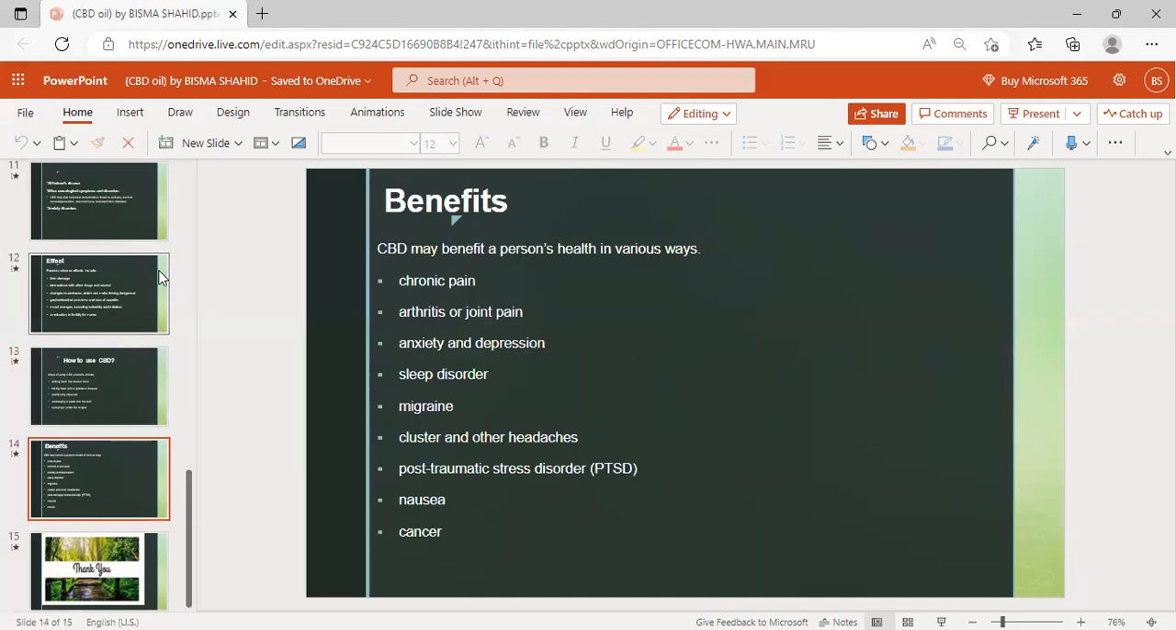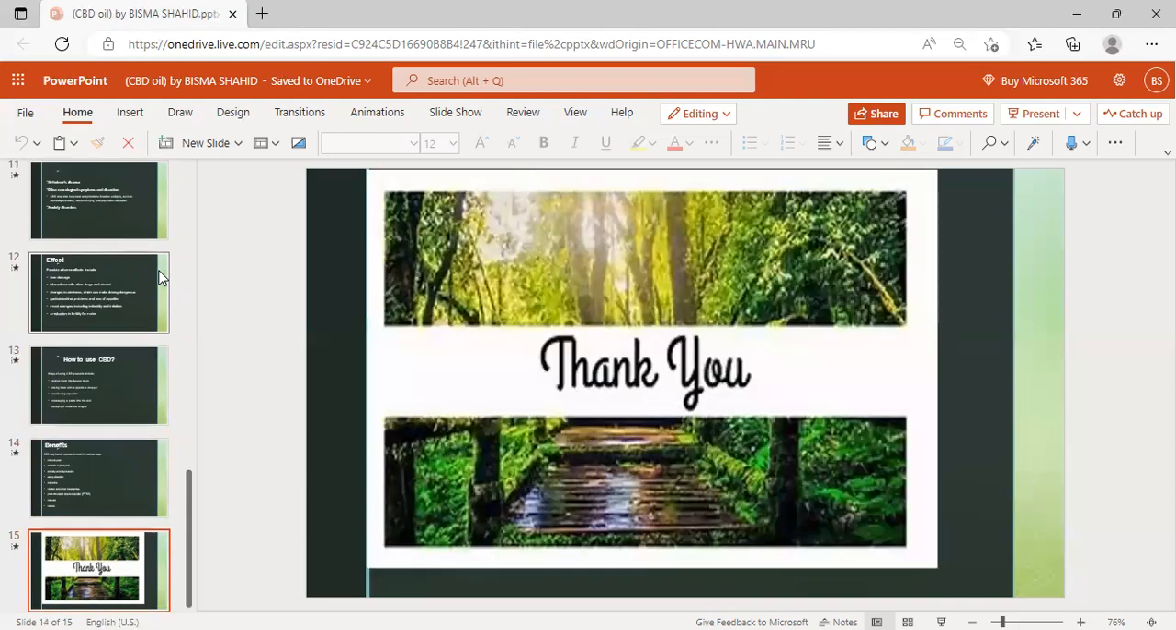Benefits. CBD may benefit a person's health in various ways: chronic pain, arthritis or joint pain, anxiety, depression, sleep disorders, migraine, cluster and other headaches, PTSD, nausea, cancer.